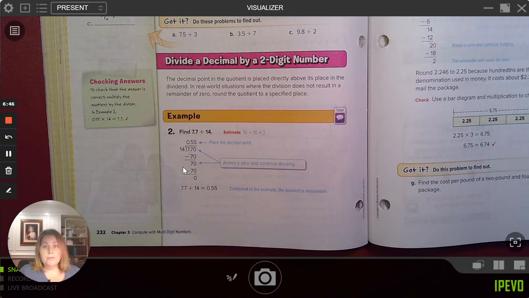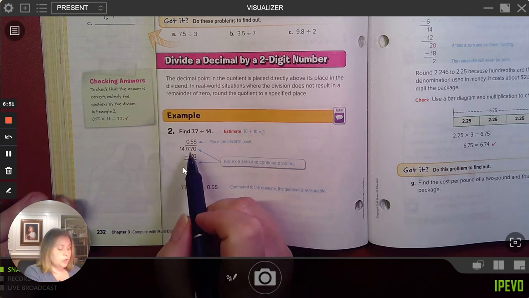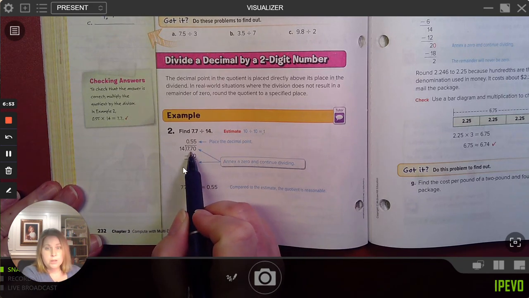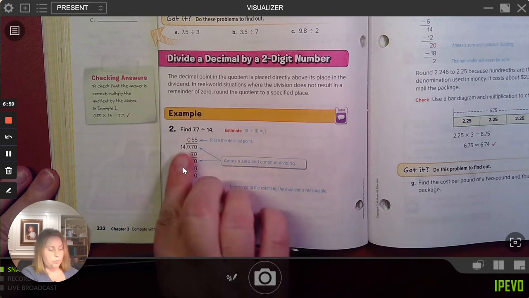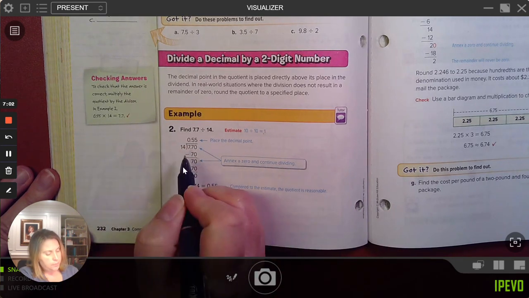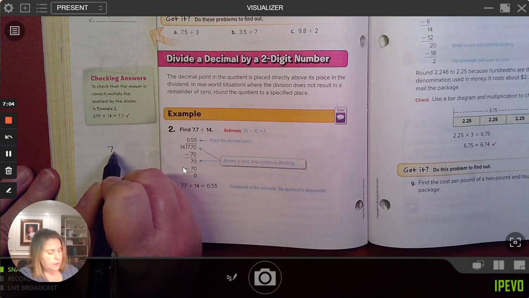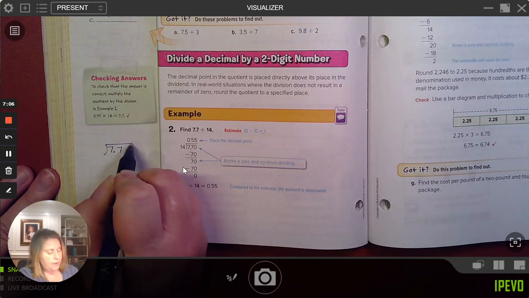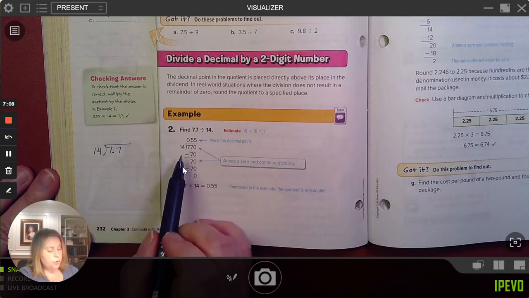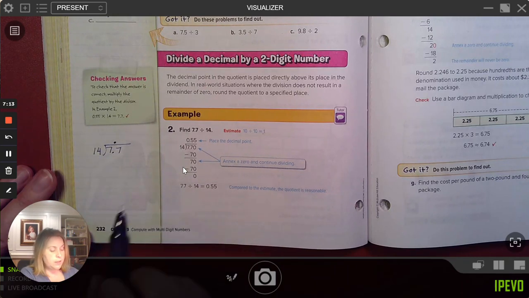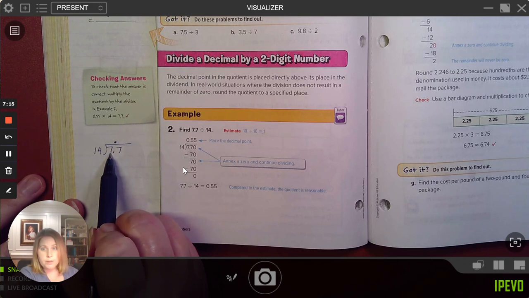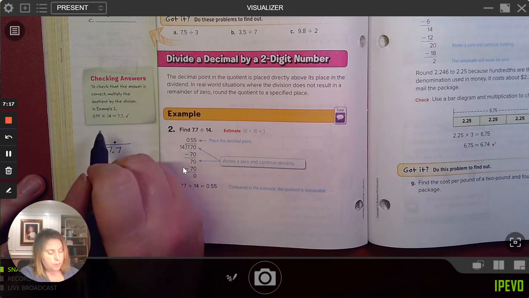So here we have 7.7 divided by 14. This one's actually done for us. 7.7 divided by 14. Let's work it out here just so you can see the steps walking through them. So 7.7 divided by 14. First of all, we are always going to just bring that decimal straight up. Does 14 go into 7? No, it does not. So above the 7, I'm just going to write a 0.